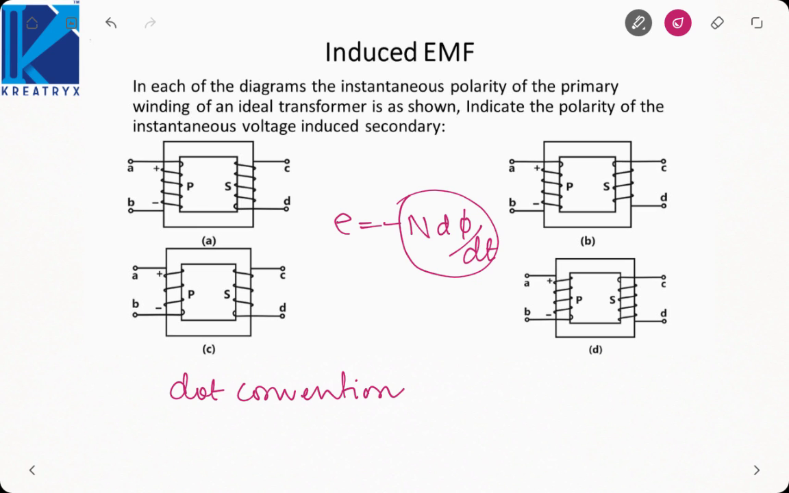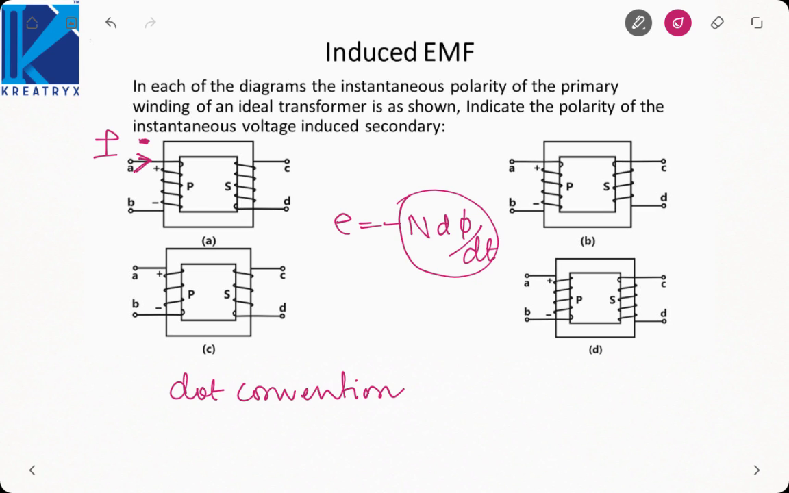Now how do we use the method of dot convention? First of all, as you can see in this problem, we have to find the polarity of induced EMF on the secondary. Induced EMF on the primary is shown. So assume that the current enters the primary positive terminal. Why am I assuming this? Because the primary winding absorbs power from the supply. So current always has to enter the positive terminal on the primary. Now place a dot here.